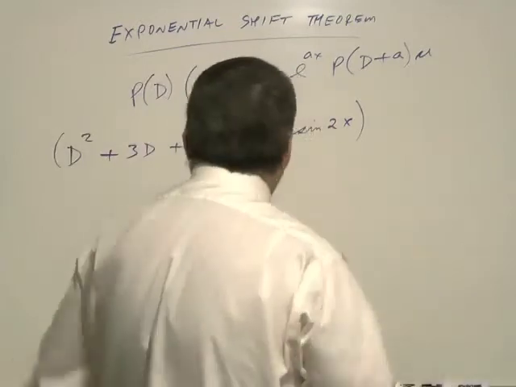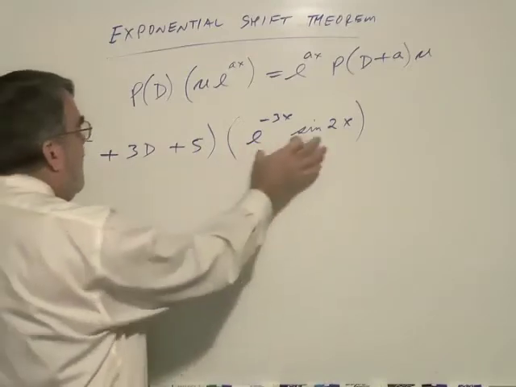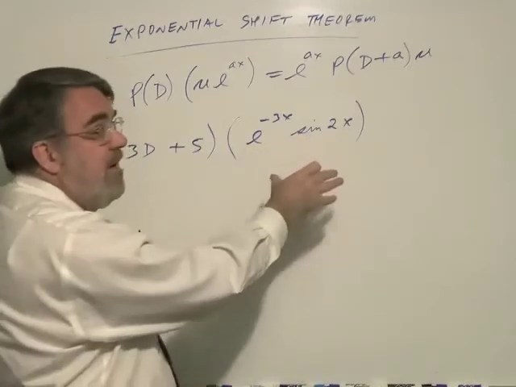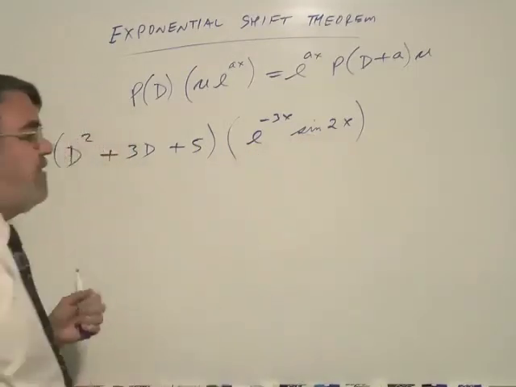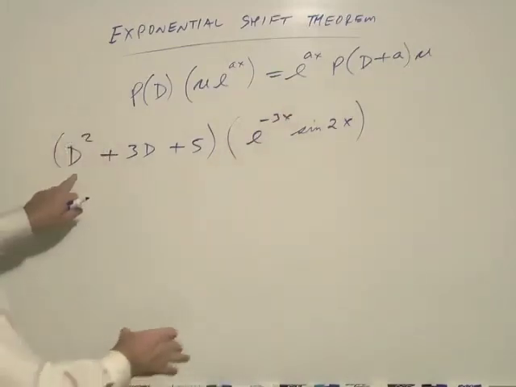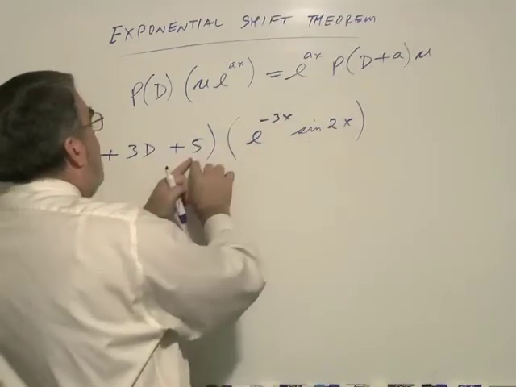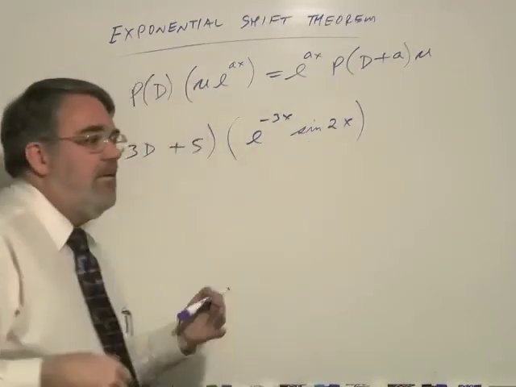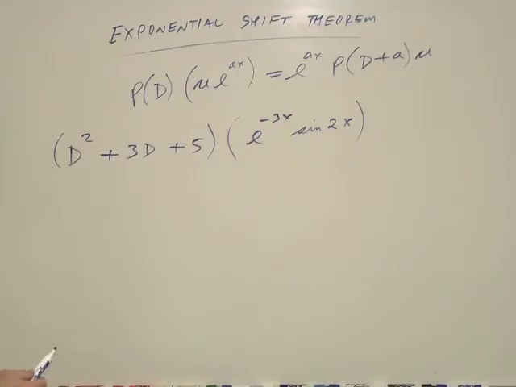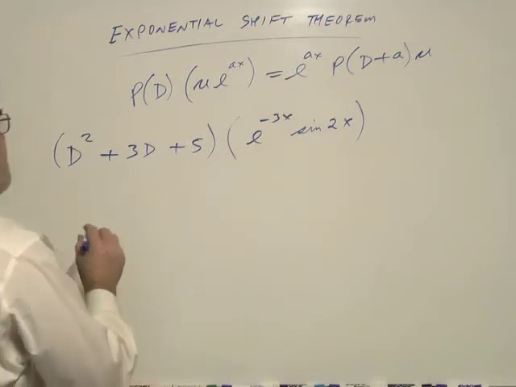Now, to do this by conventional means, we would have to take the second derivative of this, and it's going to get messy because we have product rule from calculus going on, chain rules going on. Second derivative of this plus 3 times the first derivative plus 5 times the function. So that could take a while, and according to the exponential shift theorem, we can look at it this way.